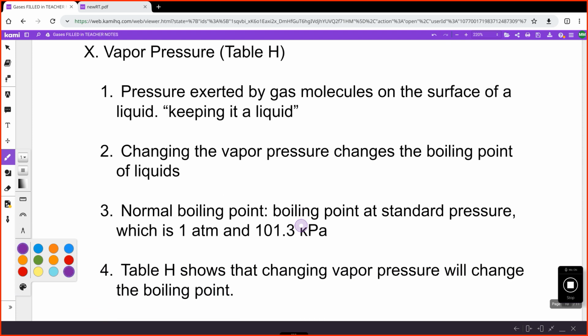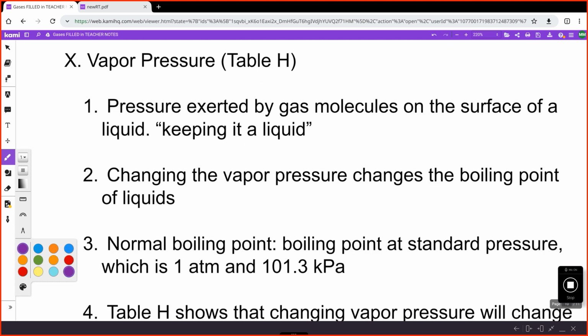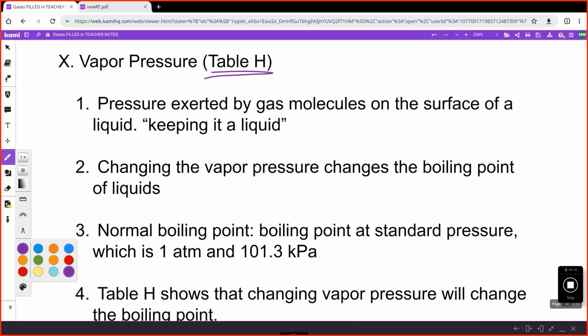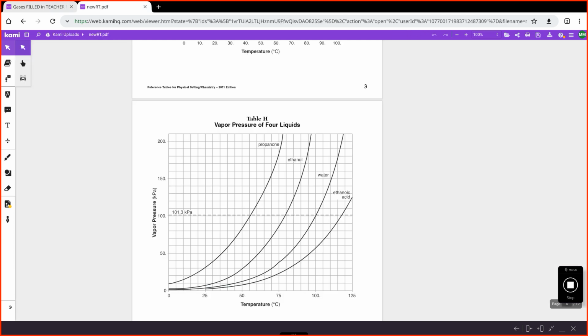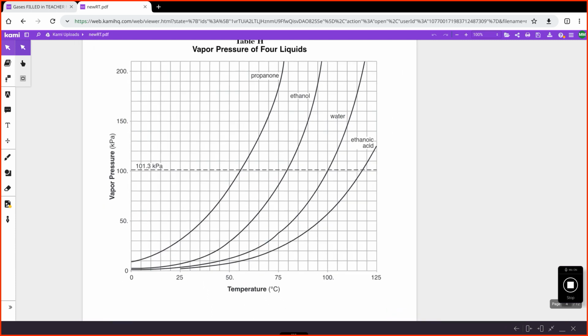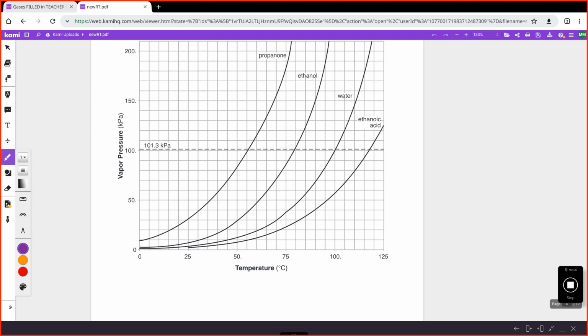Now, vapor pressure is something a little bit different. On our reference table, this is going to be table H, is where we should be looking. If you have time, you should take out your reference table, go to table H, or just pause the video and come back to it as soon as you find it. But this is what table H looks like. What it shows is vapor pressure along the y-axis and temperature on the bottom.